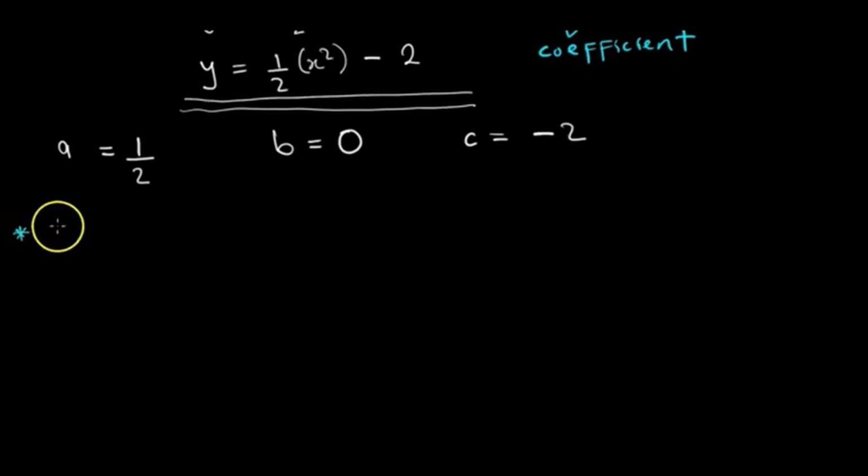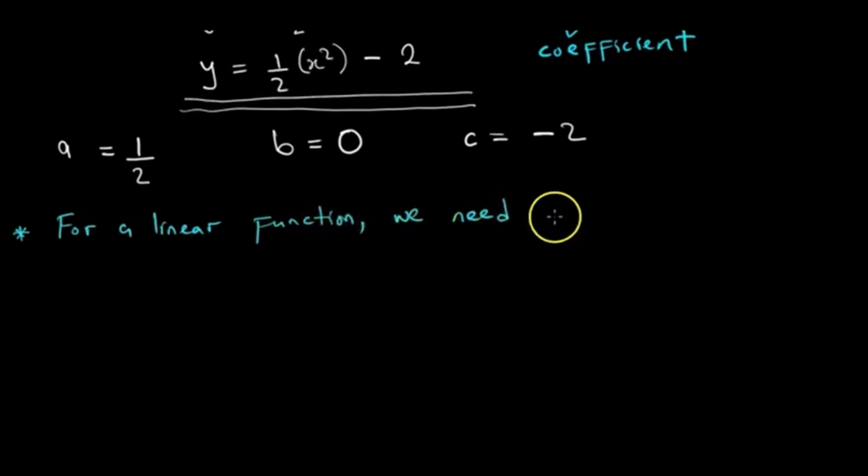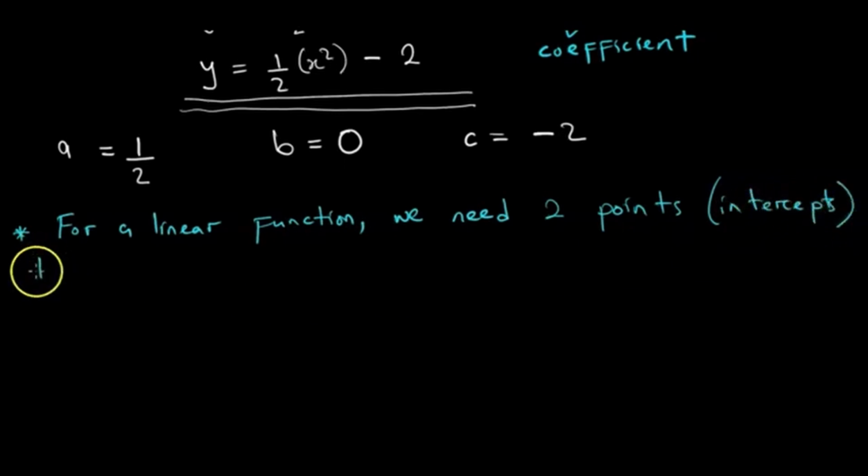The first fact is, if it is a linear function, we only need 2 points, and these points are our intercepts to draw the graph. That is all we need, 2 points to draw the graph.